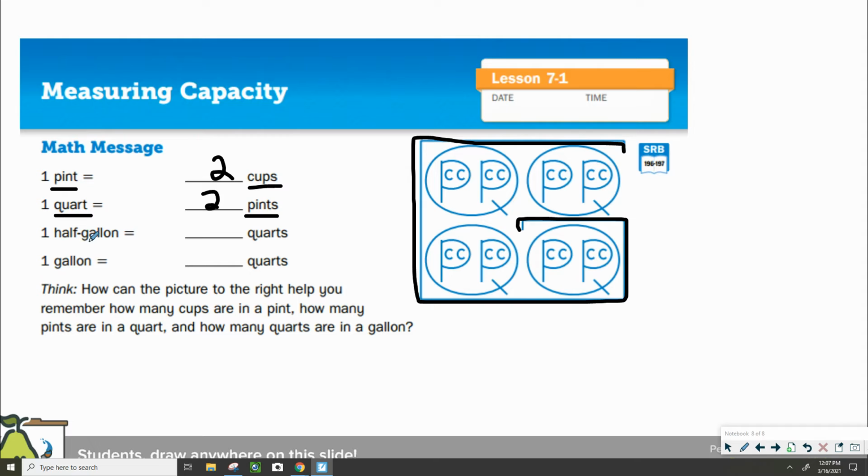Now, I'm going to skip this one for just a second, and I'm going to come down here. 1 gallon, so inside my G, how many quarts? There are 4 Q's, so that's 4 quarts. So if I want to do half of the gallon, I would split my gallon in half, 2 on top, 2 on bottom. So in half of a gallon on one side, how many quarts do I have? 2 Q's, 1, 2. So that would give me my 2 quarts as opposed to the 4 quarts for the whole gallon. You can use this to help you when you are doing your work as well.